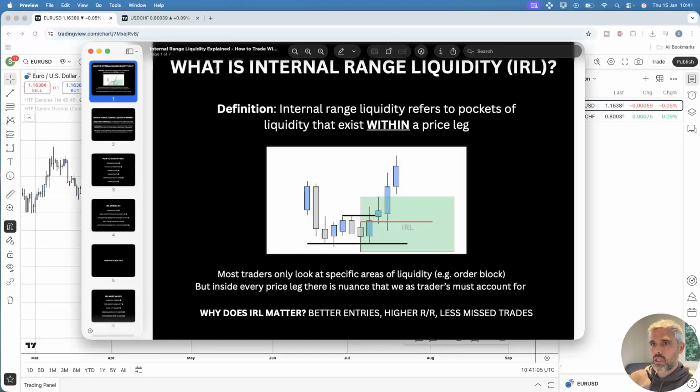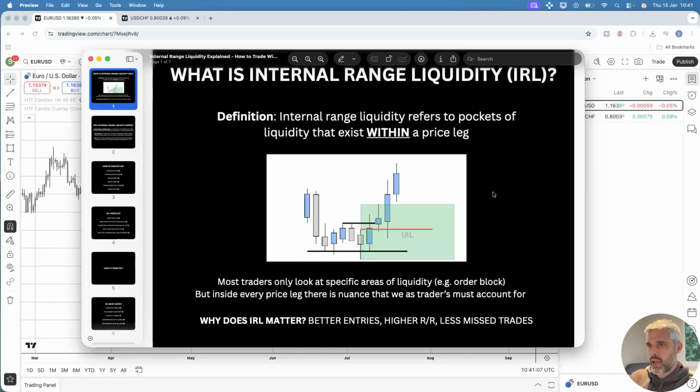We're just going to start here with some theory. I'm not going to spend ages, but I think it's important to define what is internal range liquidity specifically. So internal range liquidity refers to pockets of liquidity that exist within a price leg.